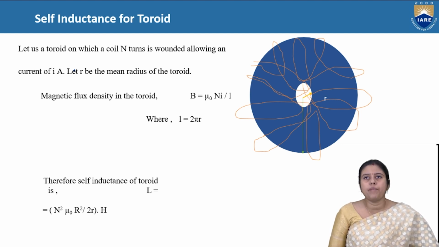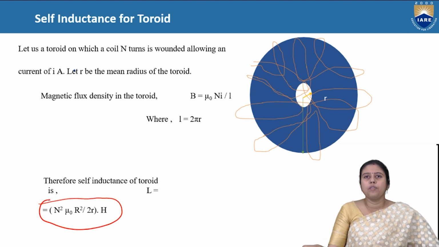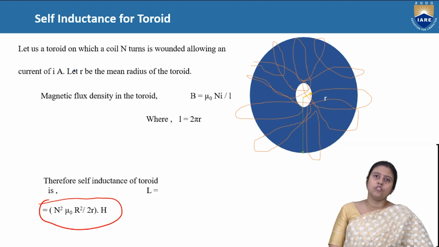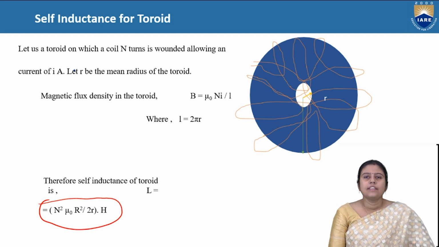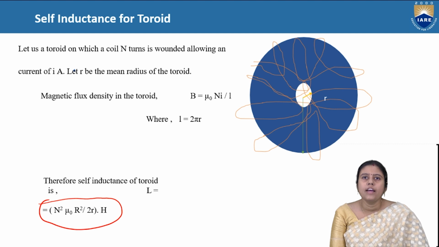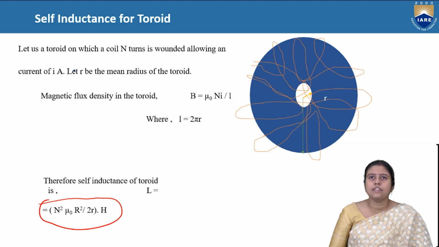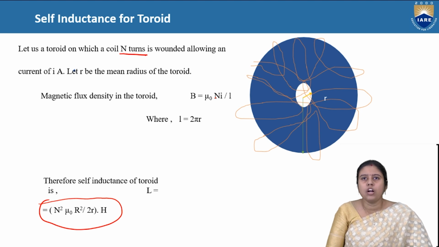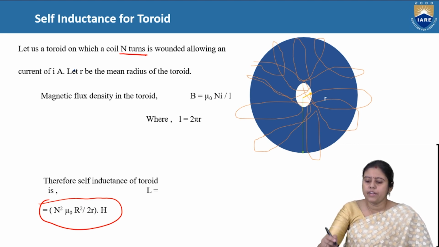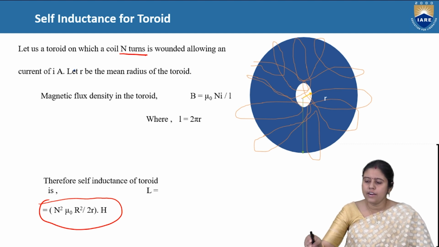So if we put the value of B, we get for the toroid N square mu naught r square by 2R, in Henry. So we are getting the value of the self-inductance: L is equal to N square mu naught r square by 2R. N is equal to the number of turns. What is capital R? Capital R is this green one, the outer radius, and 2r is the inner radius.